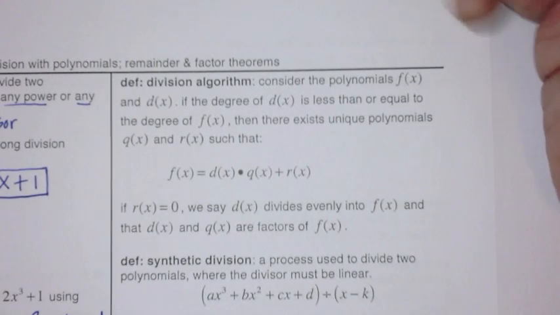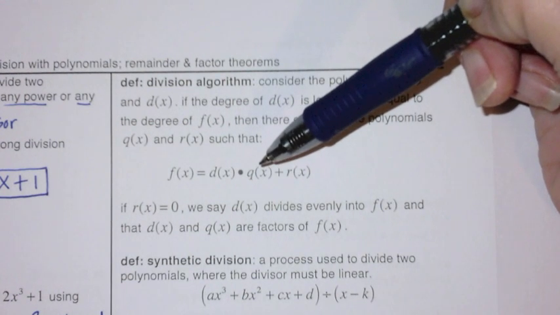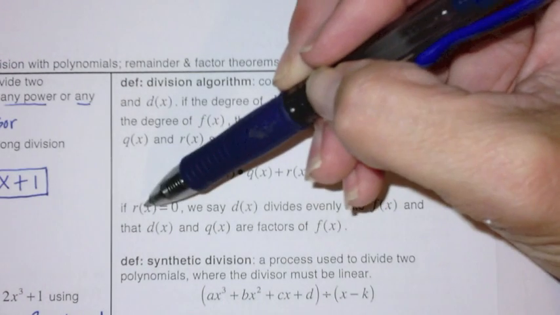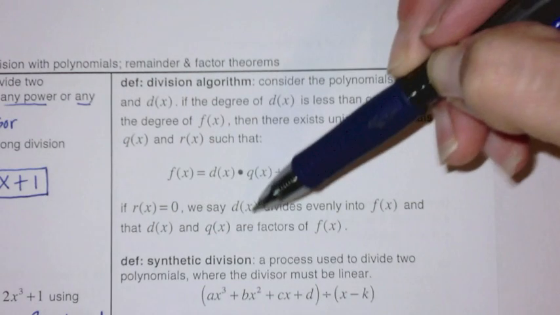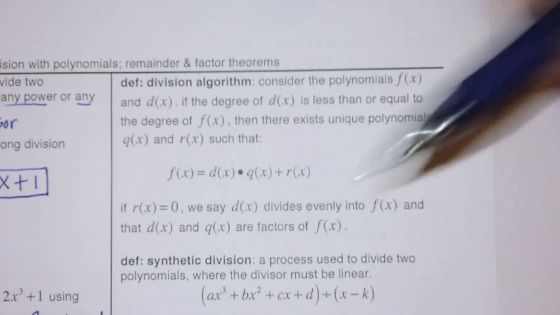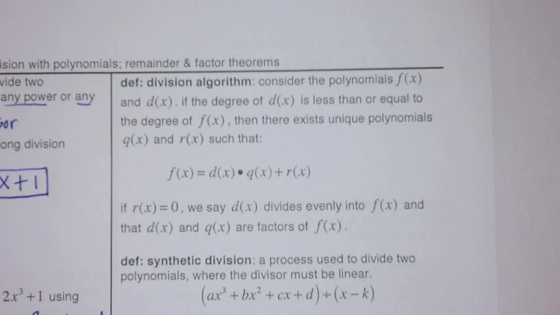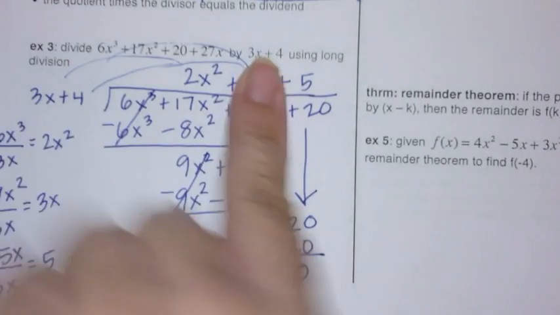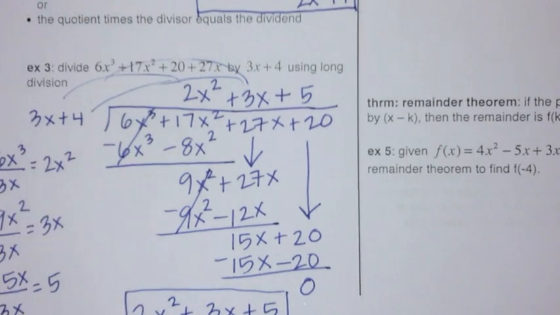What we were just talking about is what is called the division algorithm. It just says that if you take your divisor and multiply it by your quotient, and if you have a remainder, it's going to equal your function. So we say that if your remainder equals 0, then your divisor goes into your function evenly, and that your divisor and your quotient are factors. We just said that in the last problem. Because my remainder is 0, my divisor and my quotient are factors of this polynomial that was given.